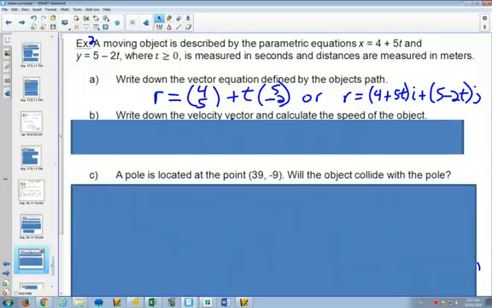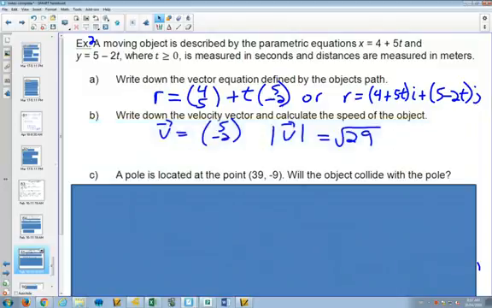So what's our velocity vector? The (5, -2). And then you just do a squared plus b squared equals c squared. And you can get the speed.